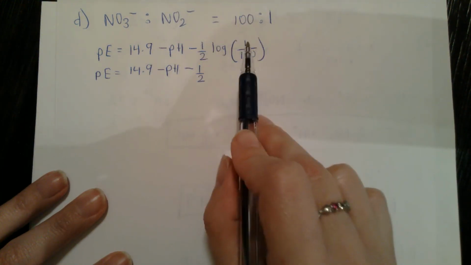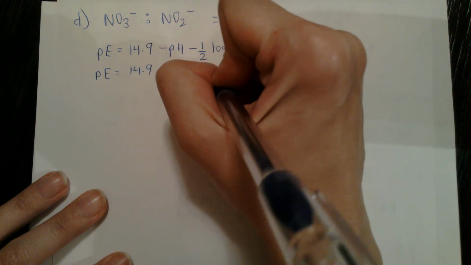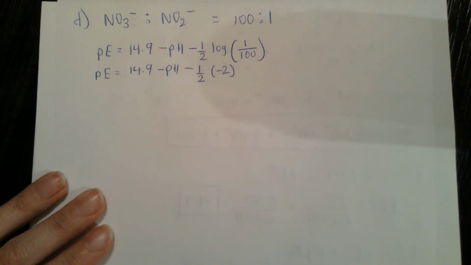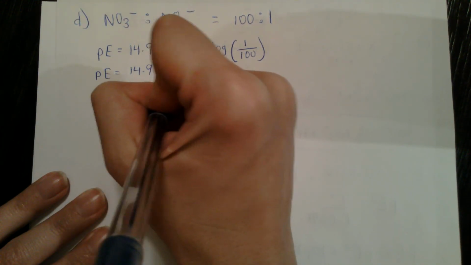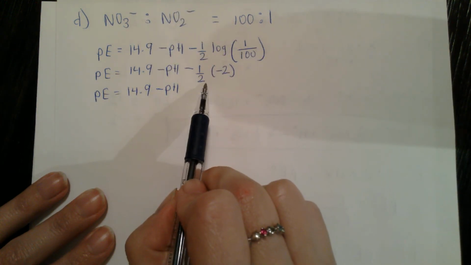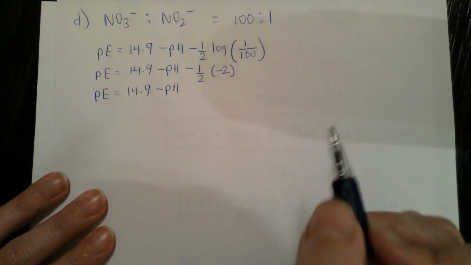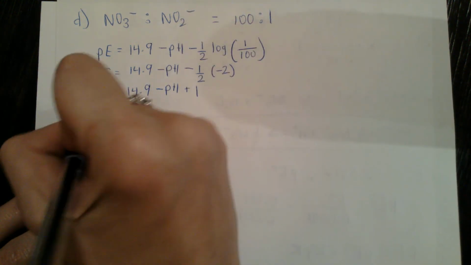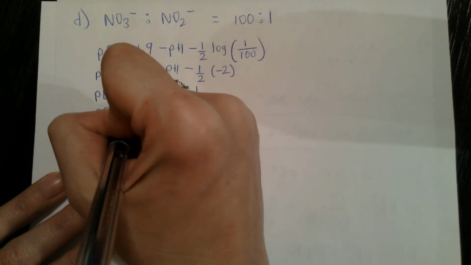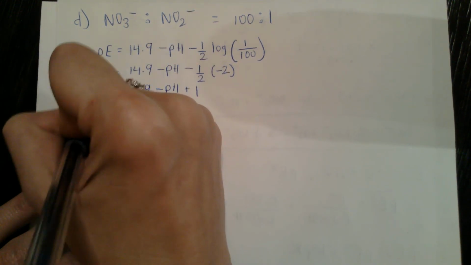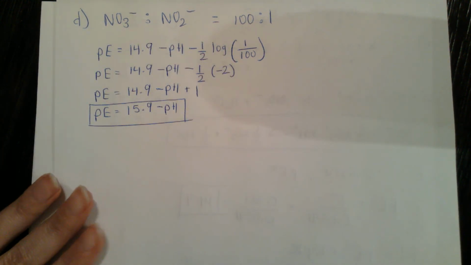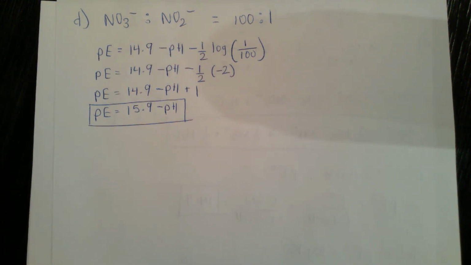Now we do the log of 1 over 100, which gives us -2. Then we get pE equals 14.9, subtract pH, and we have -1/2 times -2, so we get a +1. If we combine, we get pE equals 15.9 minus pH. So now we have an expression relating pE and pH for this particular ratio of NO3 minus to NO2 minus.